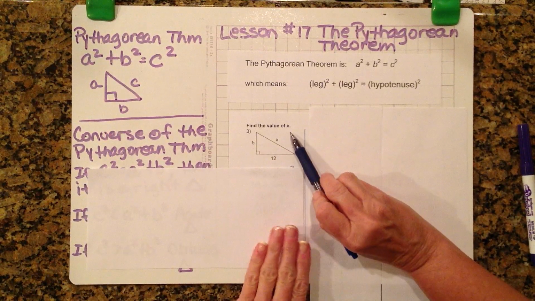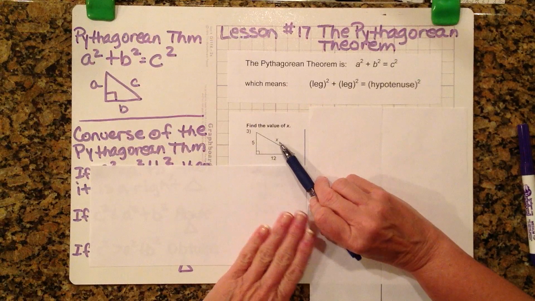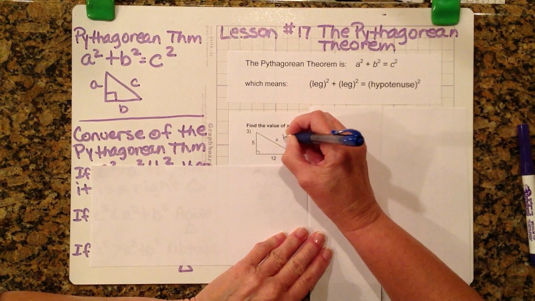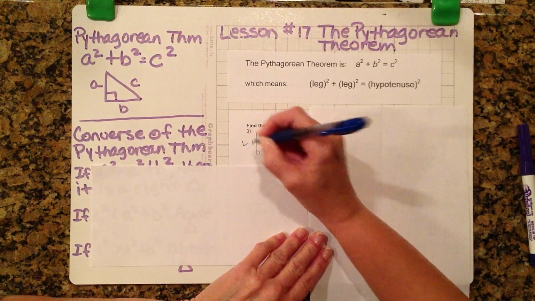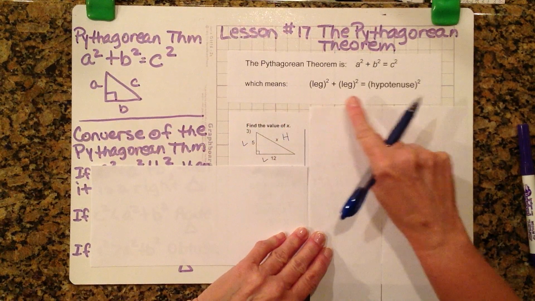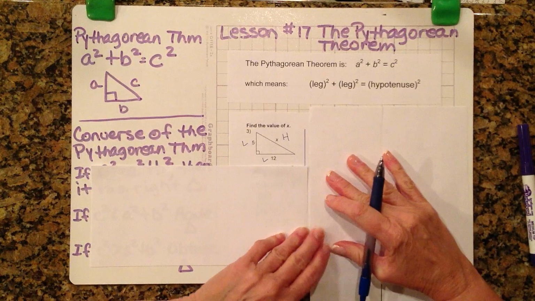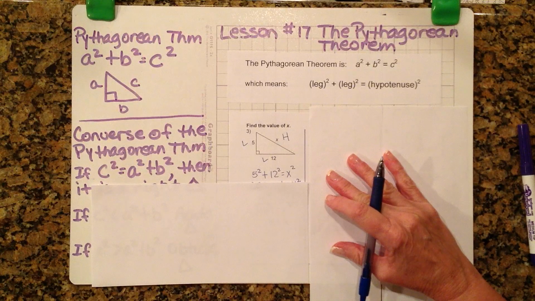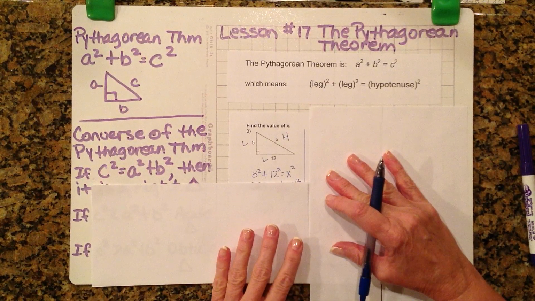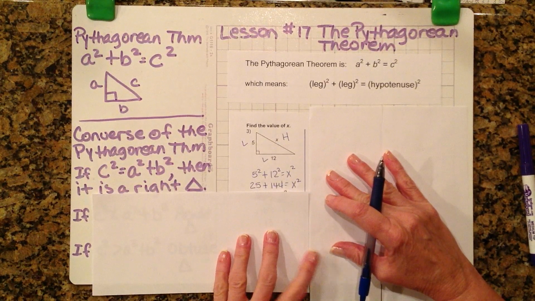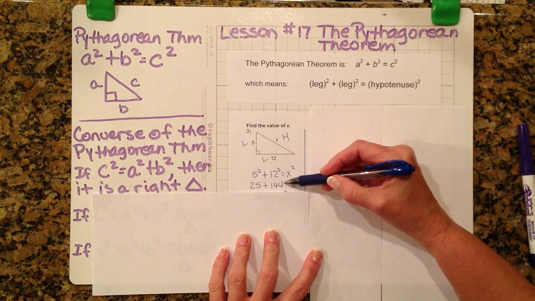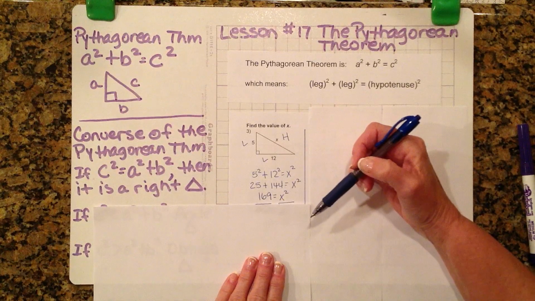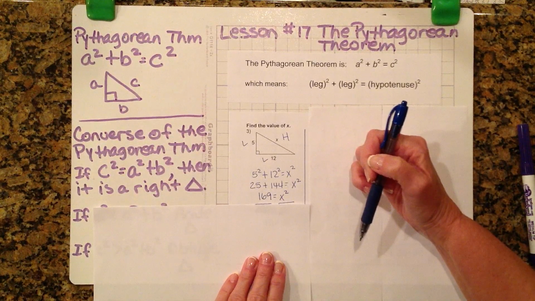Let's find the value of x right here. Identify what is x. Is x a leg or a hypotenuse? It's a hypotenuse. So these are legs here. So I'm going to go leg squared plus leg squared equals hypotenuse squared. And I'm going to set it up as 5 squared plus 12 squared equals x squared. 5 squared is 25. 12 squared is 144. And I add 25 and 144 and I get 169. This is just working algebra now.